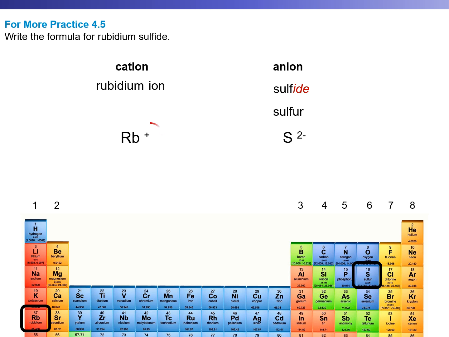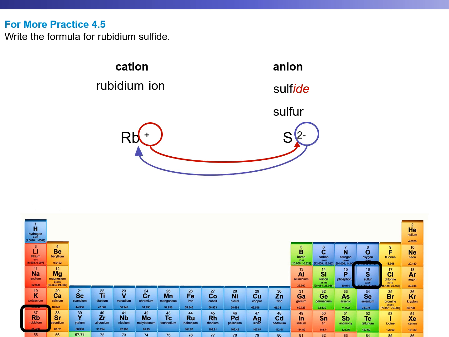So how are we going to figure out the formula? Well, we're going to do red and blue switcheroo. That's what we're going to do. So we know that we're going to have 2 rubidiums and 1 sulfur. Let's go ahead and write out that formula, and I always like to double check my math. For rubidium, each rubidium brings with it a positive 1 charge. Our formula says we have 2 of these. Positive 1 times 2 is going to give us a positive 2.